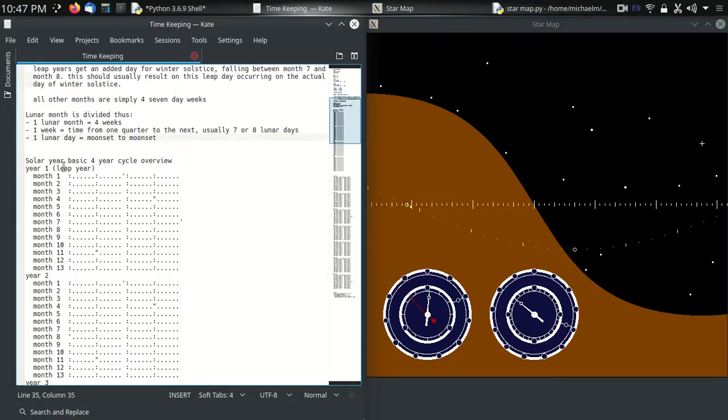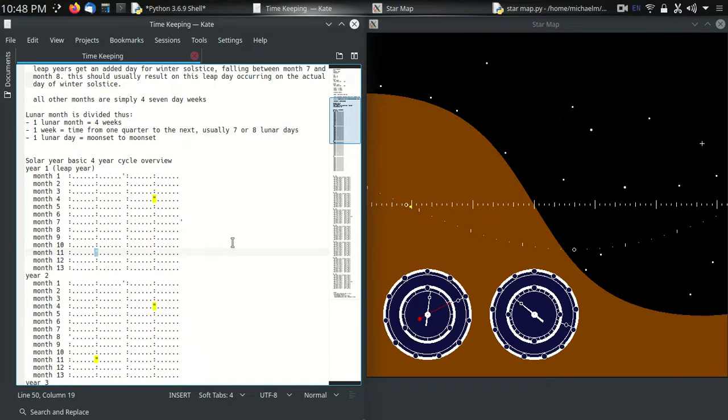So then I knocked out a basic overview of this 4-year cycle. I figured in year 1 of the cycle, we will make that be our leap year. This little tick over here is indicating the addition of a day for winter solstice. This tick in between here is indicating summer solstice. And then over here, very close to this, we should expect to get fall equinox, and spring equinox should be very close to this point.